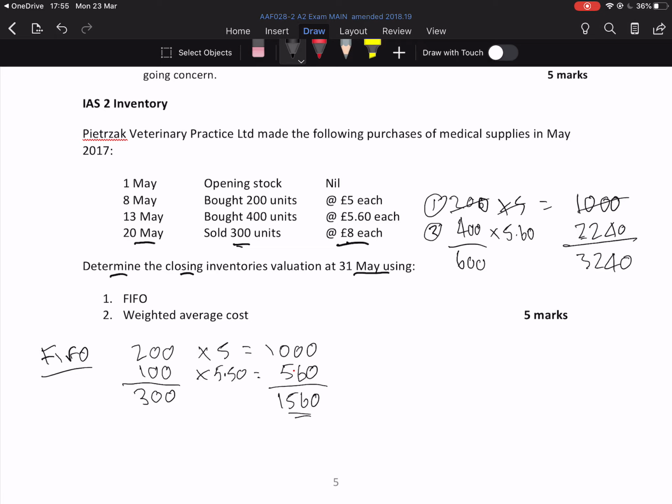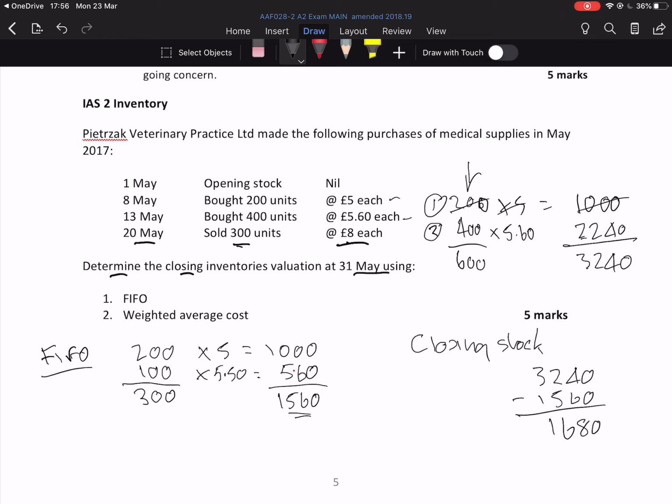And then we've got the closing stock figure, or the closing value. So we bought £3,240 of the stock, but using FIFO we've issued out 1,560. So therefore it gives us a closing stock figure of 1,680. Okay, so bearing in mind this is stock going in, these two figures, that's stock going in, and the 300 is stock going out.